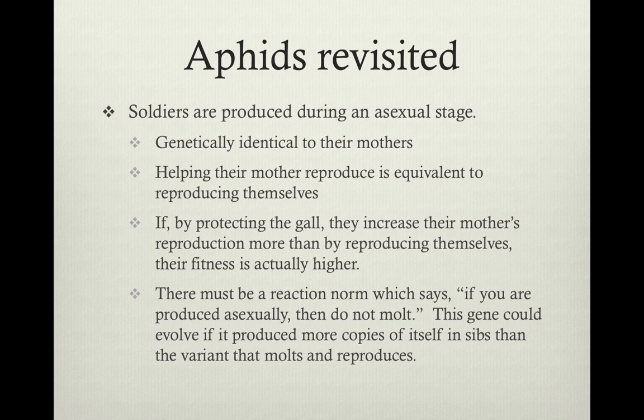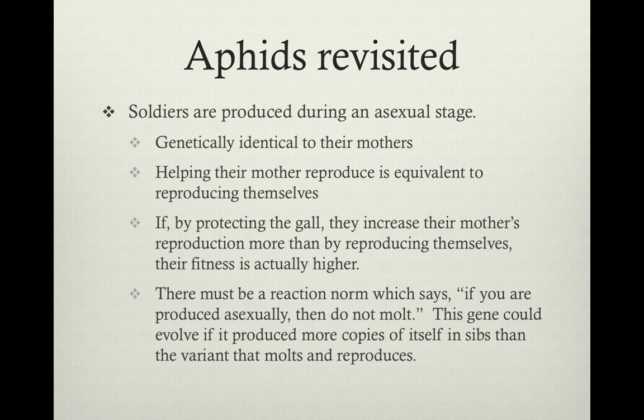We were talking about how soldiers forego reproduction to help their mother and/or their sisters reproduce. Soldiers are produced during an asexual stage of reproduction, and so therefore they are genetically identical to their mothers. We call this parthenogenesis, where species that lay eggs, if those eggs are not fertilized, are able to hatch into genetic clones of their mothers. We see this among insects, and among some fish that still have asexual reproduction possible.